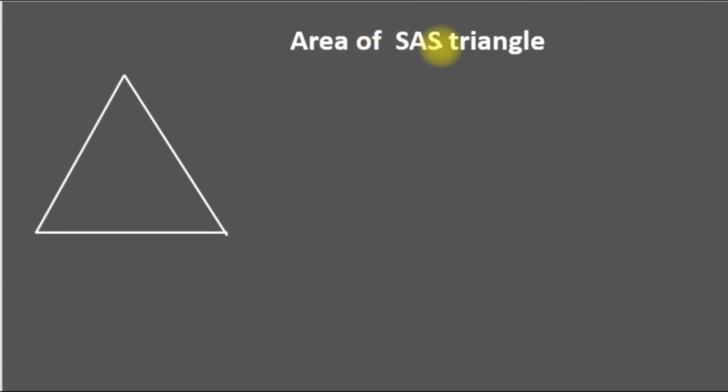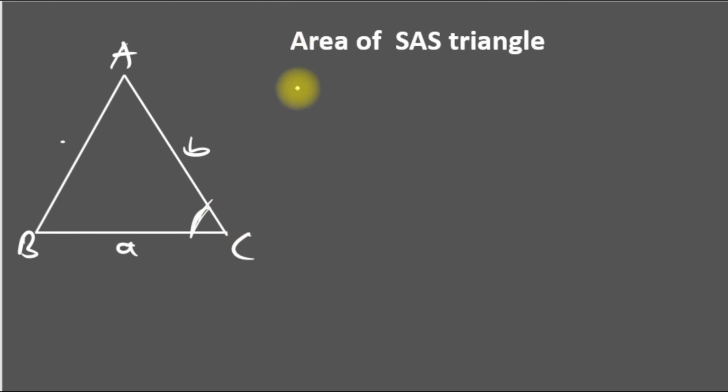Area of an SAS triangle. SAS, side, angle, side. So we are given two sides and an angle. Assuming this is triangle A, B, and C, let's call here small letter a, small letter b. Two sides, because we are given side, angle, side. Assuming we are given these two sides and an included angle, the angle between the two sides, which is angle C. So let's get the area given two sides and one angle.